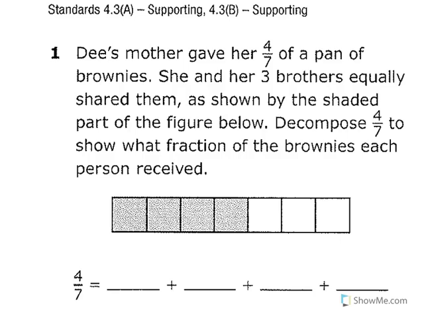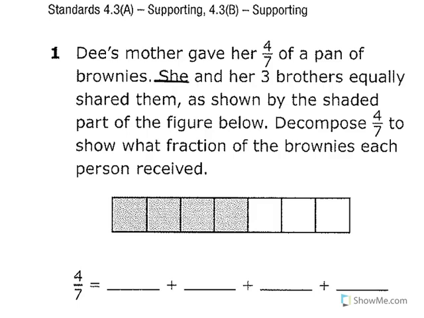Question number 1. Dee's mother gave her 4/7 of a pan of brownies. She and her 3 brothers equally shared them, as shown by the shaded part of the figure below. Decompose 4/7 to show what fraction of the brownies each person received.